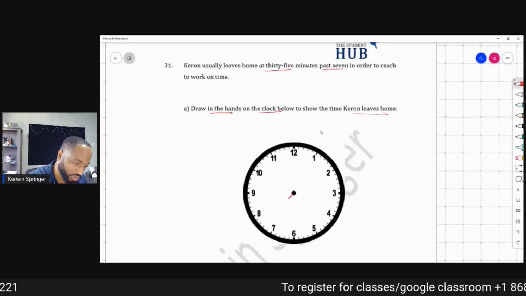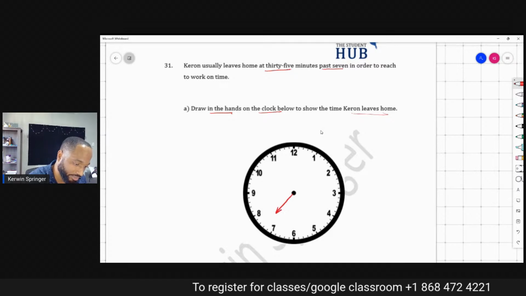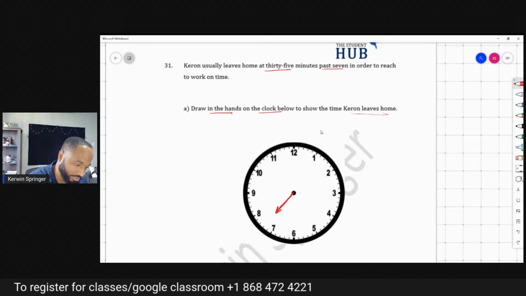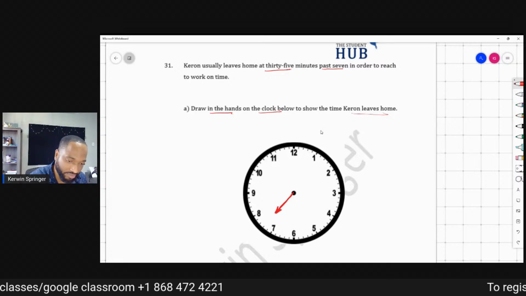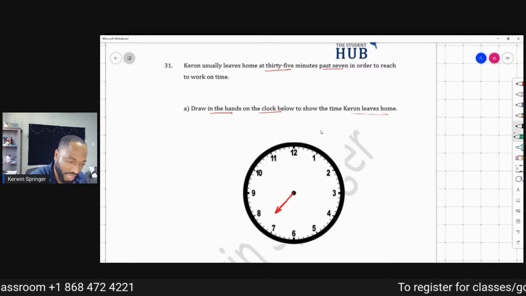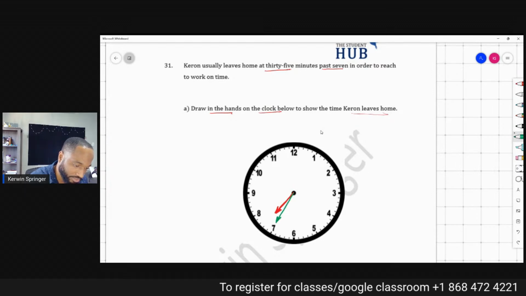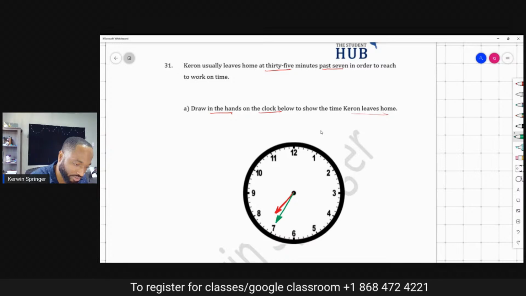Okay, let's put the short hand a little past 7 there. That's the hour hand, because it's past 7. And 35, the longer hand would be the minute hand, and that should go there. And because I know that's 35, right? I just know that. It's a long time now.